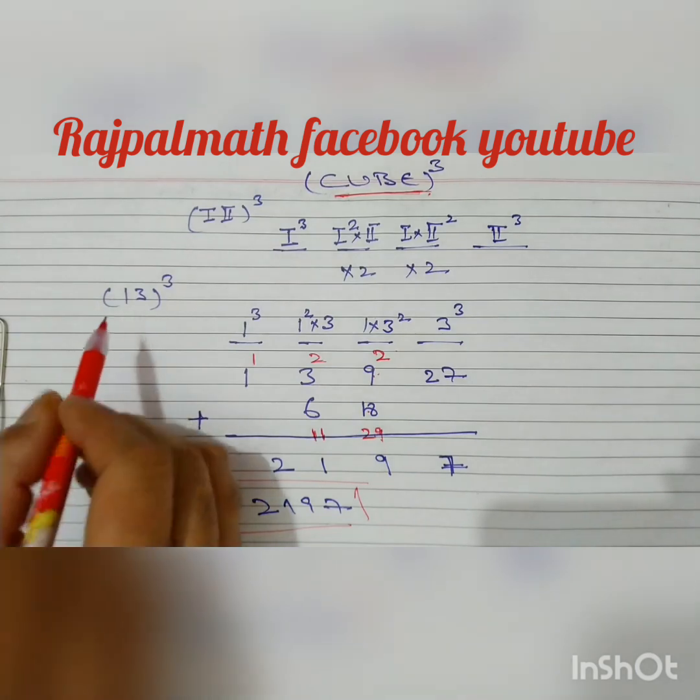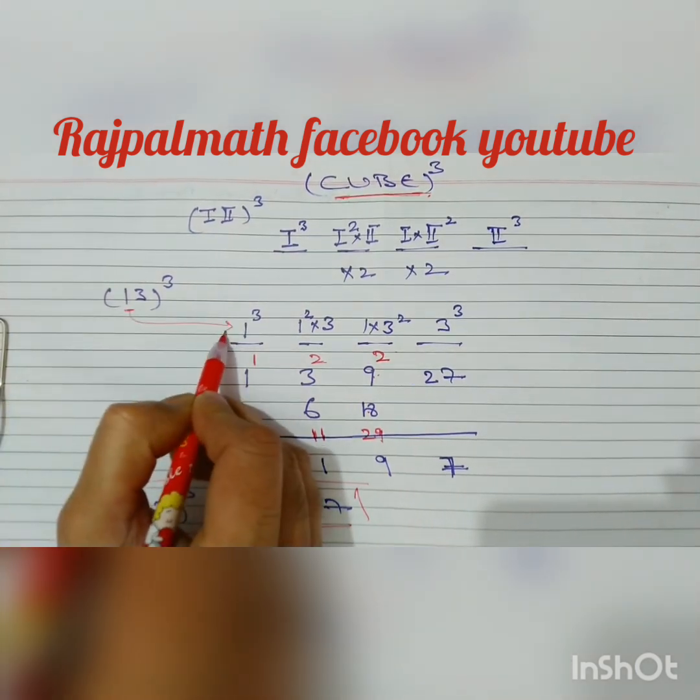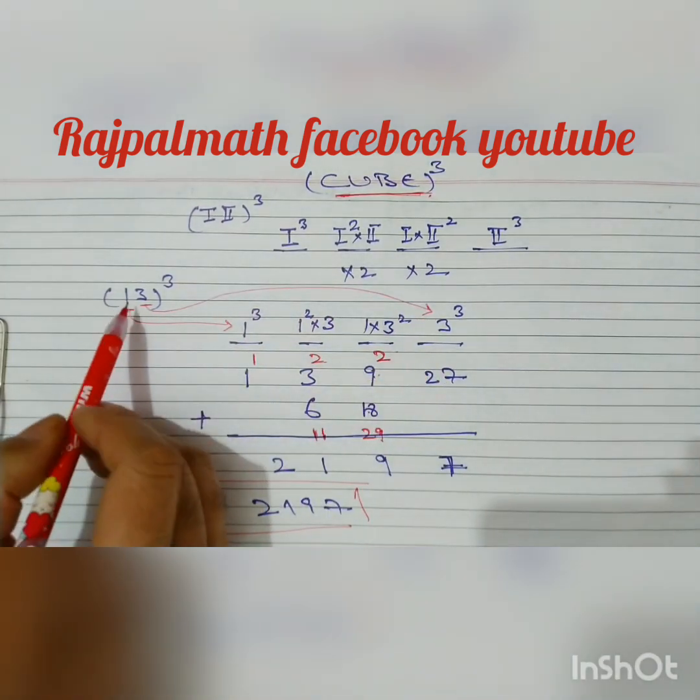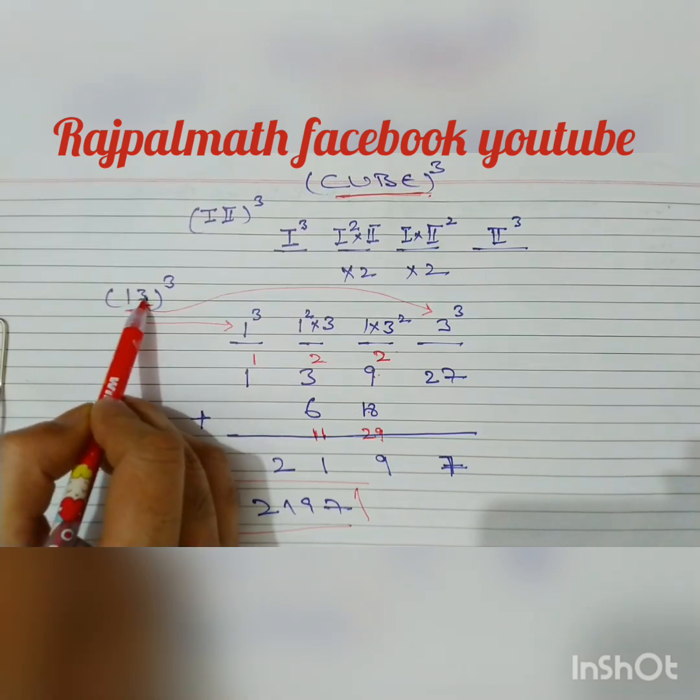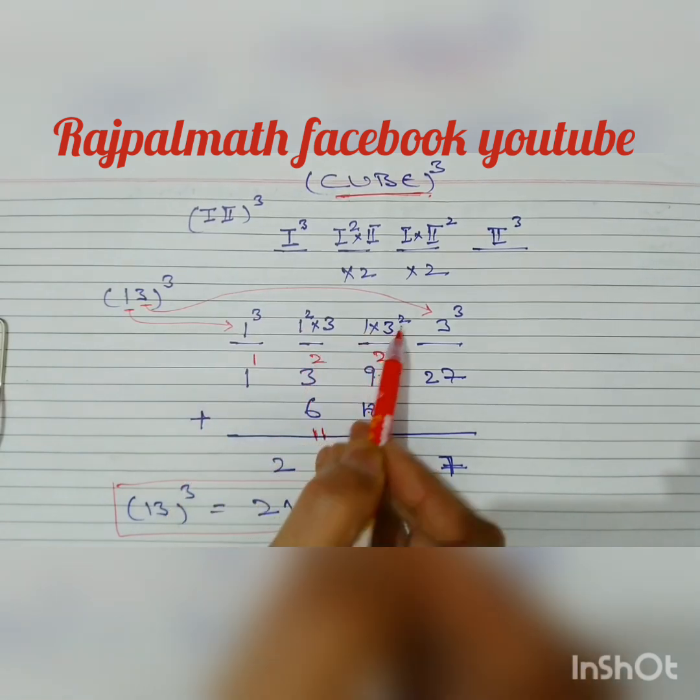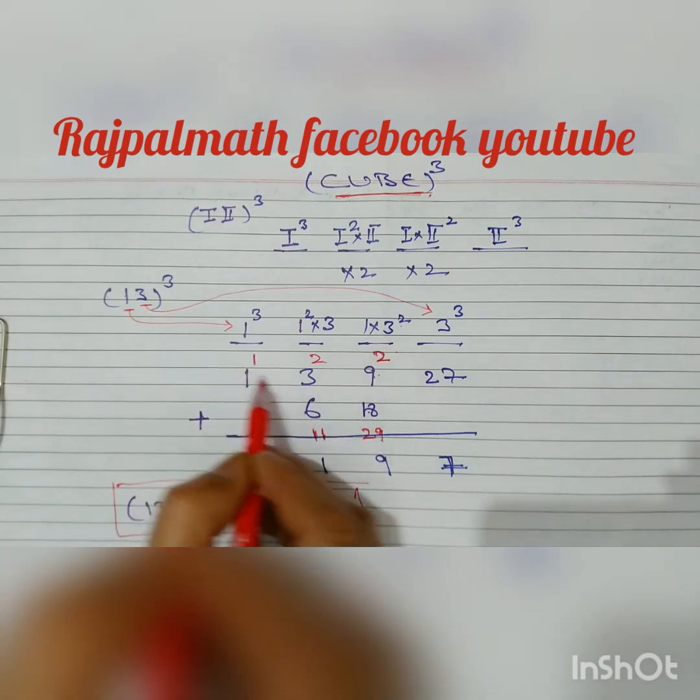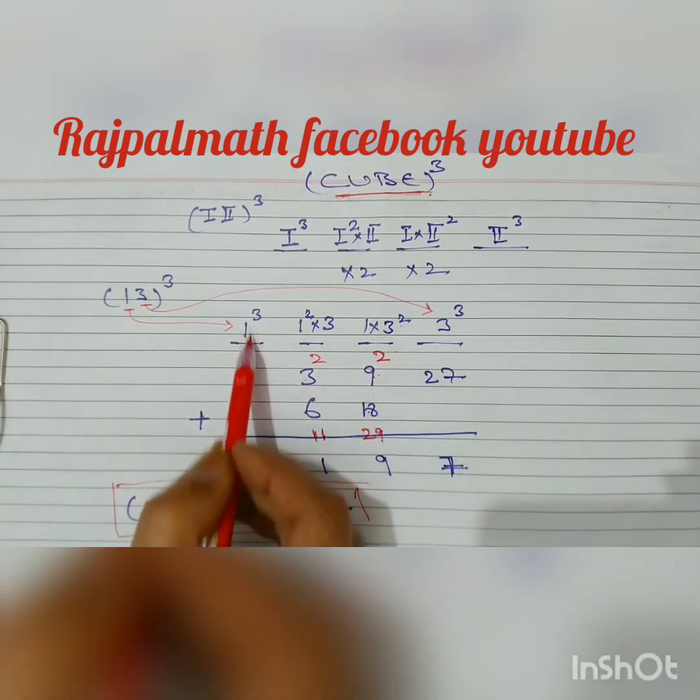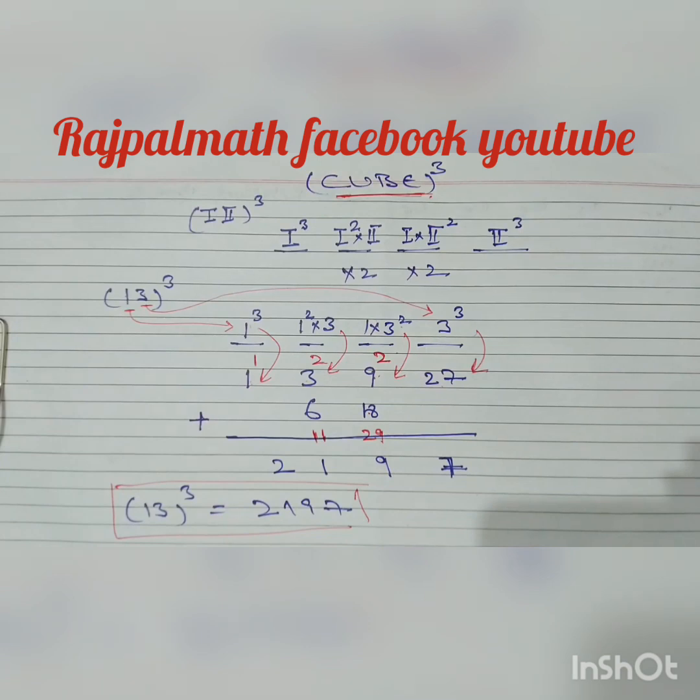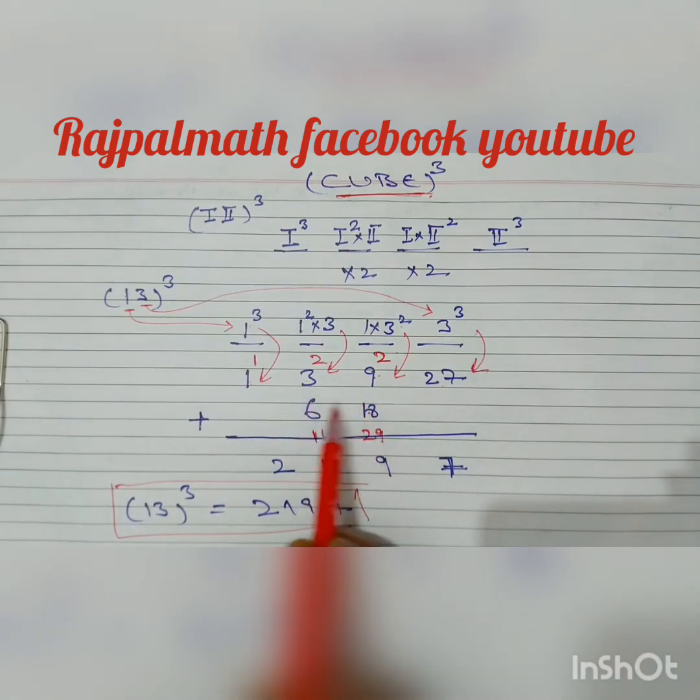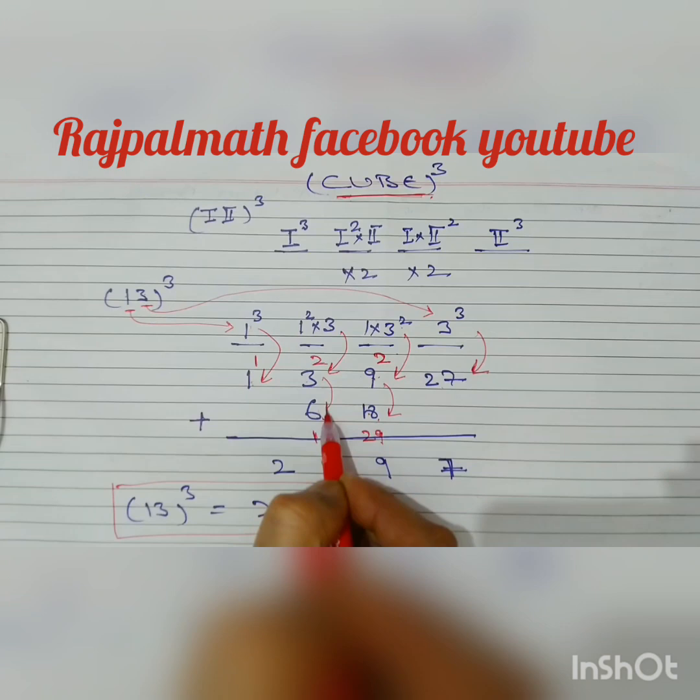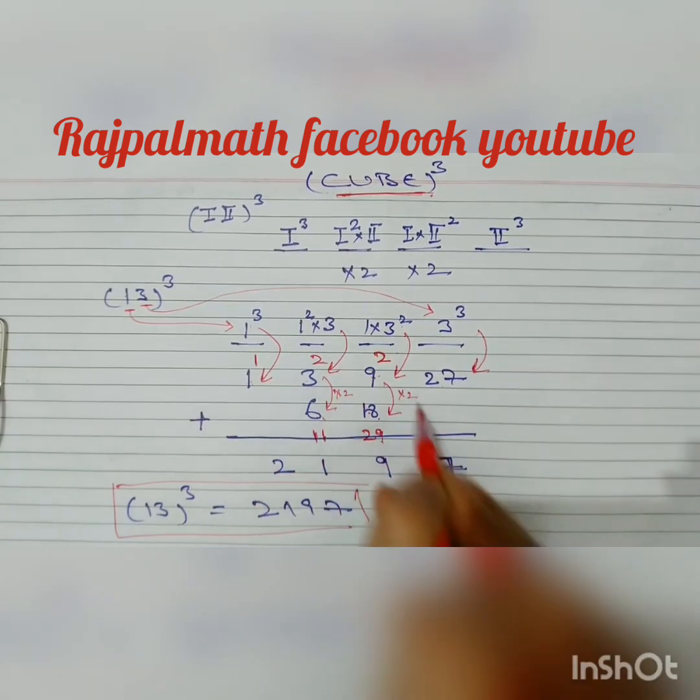Again, I am repeating. Cube of first digit, cube of last digit, then square of first into second, and square of second into first, which becomes 1, 3, 9, 27. Then double the two numbers in the middle. 9 into 2, 18. 3 into 2, 6. Means double the middle numbers.